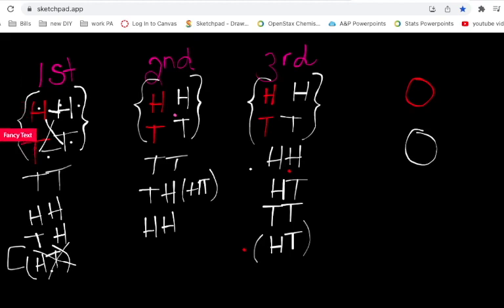So why this matters is in case you come across a problem, sometimes you're not going to consider a repeated outcome, and sometimes you are. It depends on what the question is asking you.